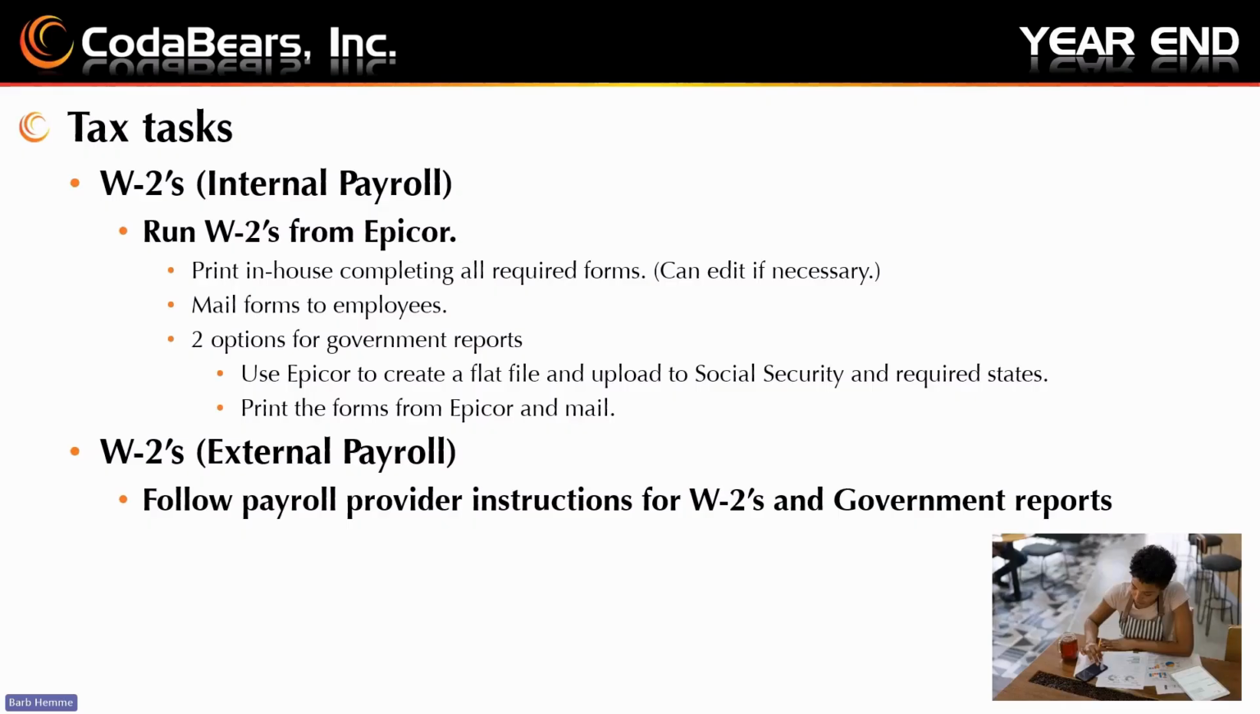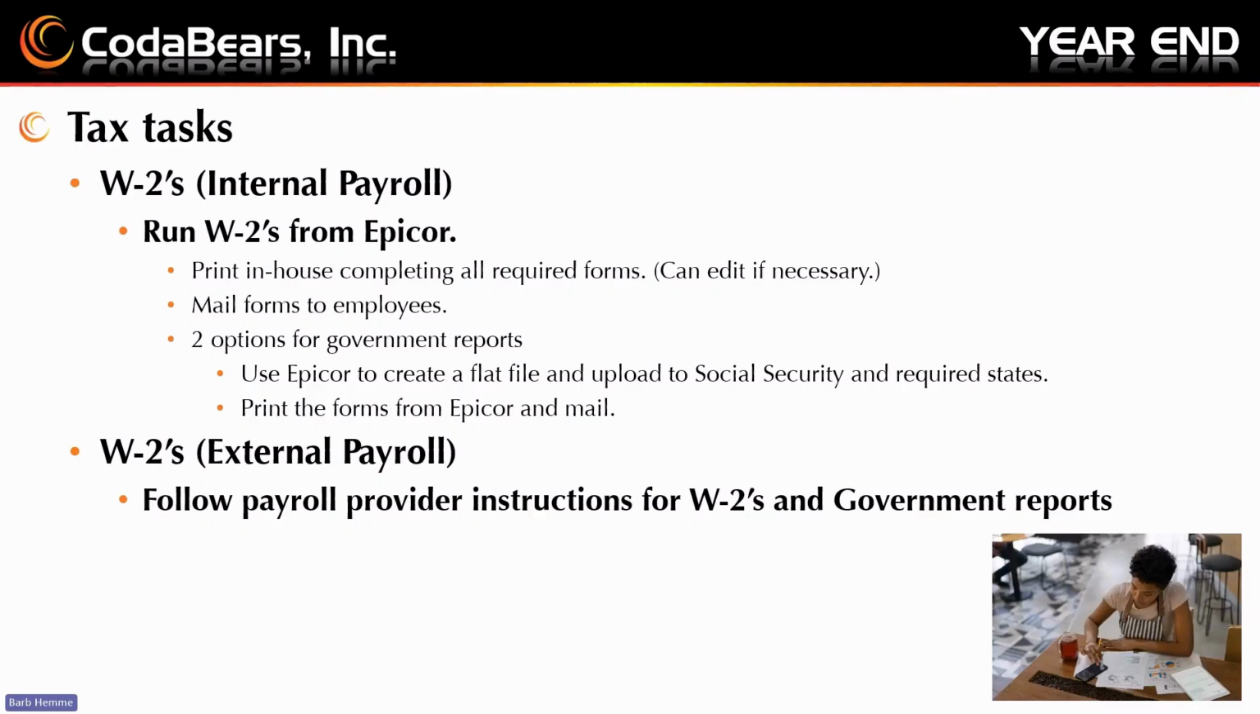The next thing we want to take a look at before we get to all the final stuff for the year is our tax tasks. We have to do our W-2s. If you're running payroll out of Epicor, make sure that you run them from Epicor, print them in-house, completing all your required forms, because obviously you can't just run a W-2, you have to run the tax reports as well. Mail your forms to your employees.